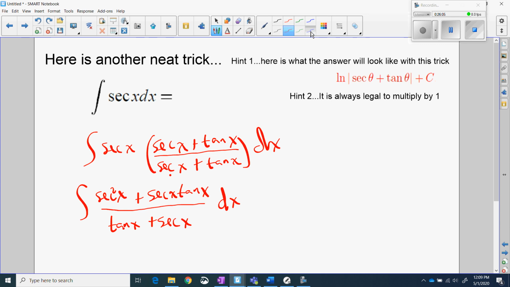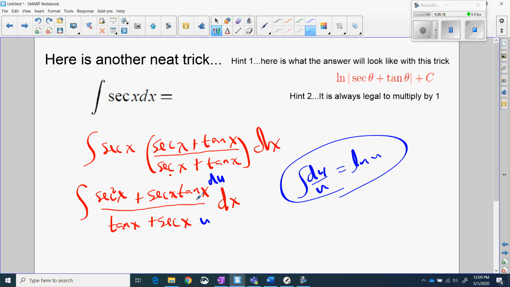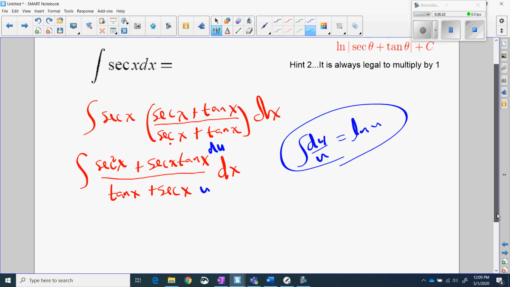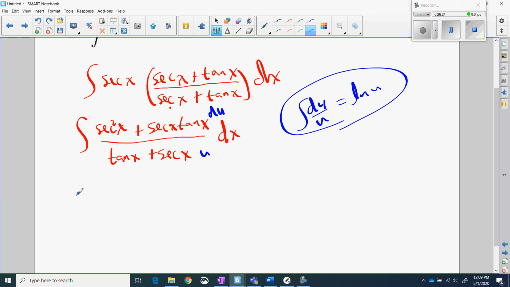The numerator is exactly, perfectly the derivative of the denominator. And if you have the integral of du over u, it is the natural log of u. So I've set up the pattern for natural log. Therefore, my integral will be natural log. Notice I'm going to go with the absolute bars.